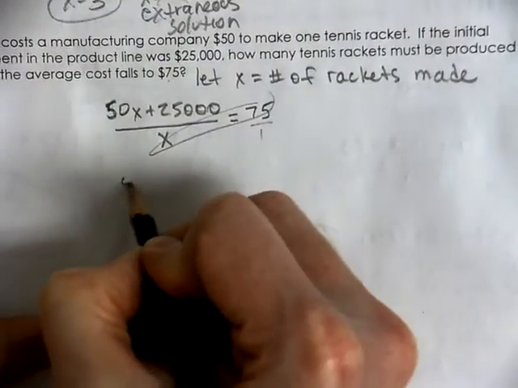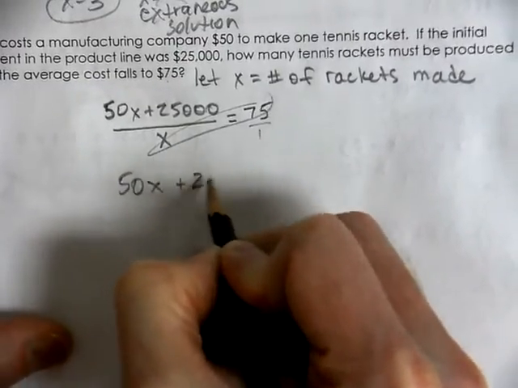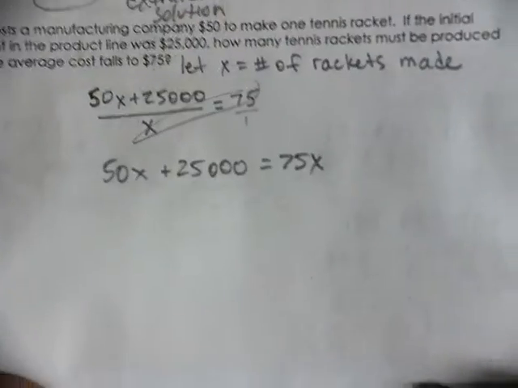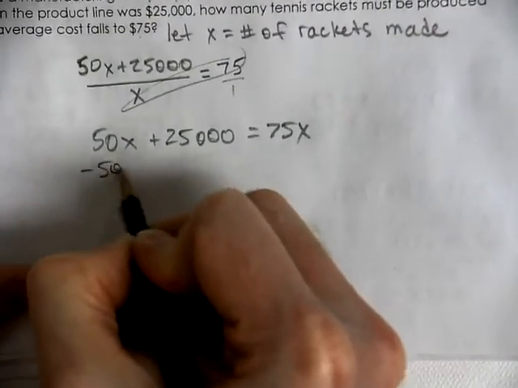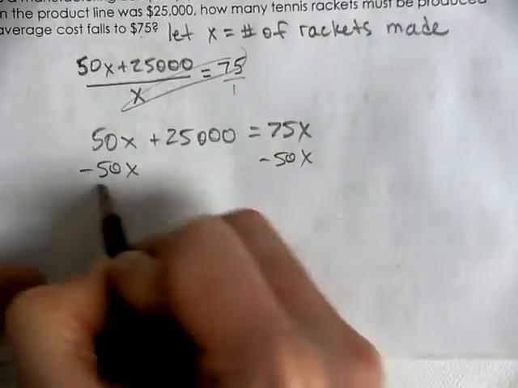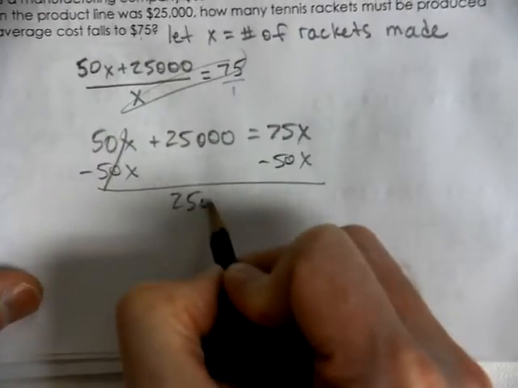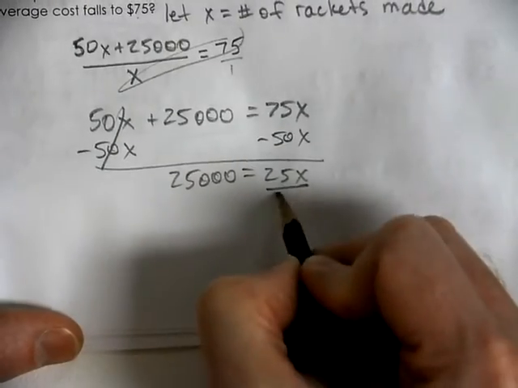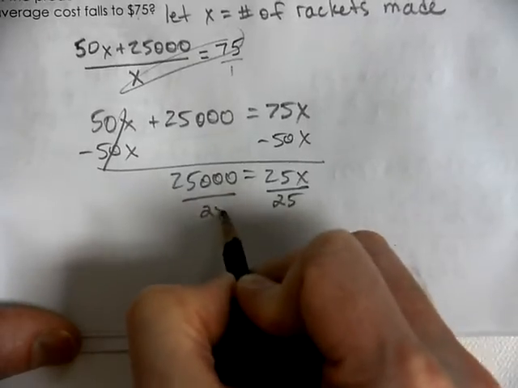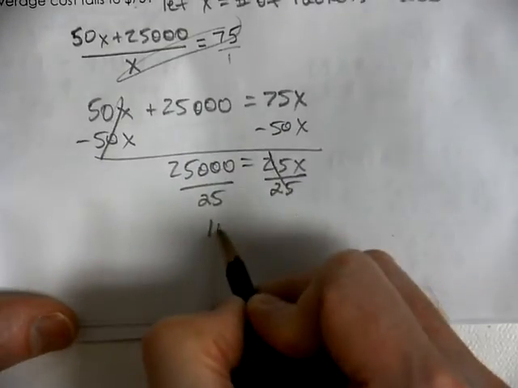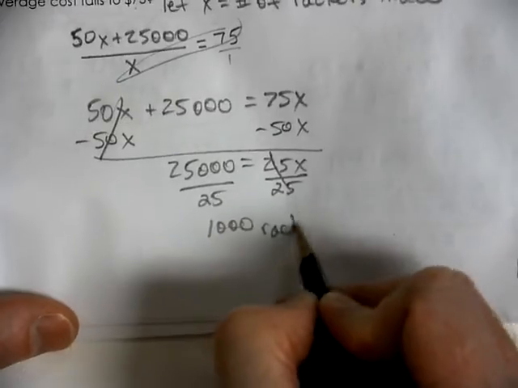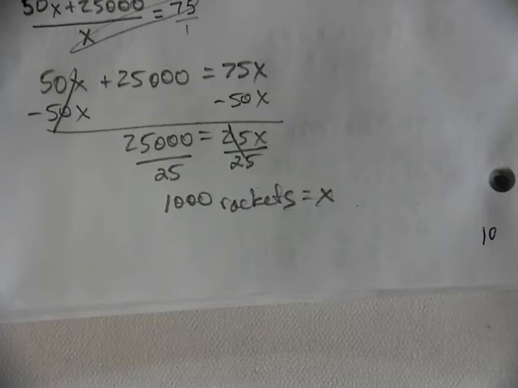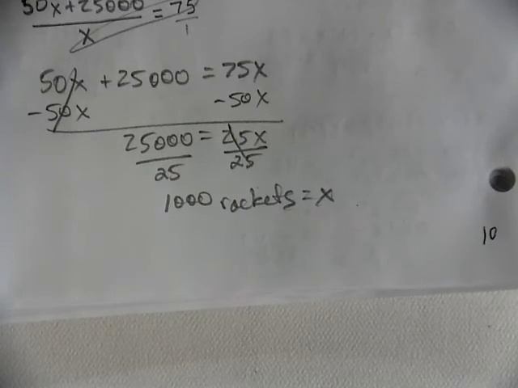So now we cross multiply, and we only really need to cross multiply in the one direction. And when we subtract the 50, we divide by 25, and we need to make 1,000 rackets so that our average cost would be $75.